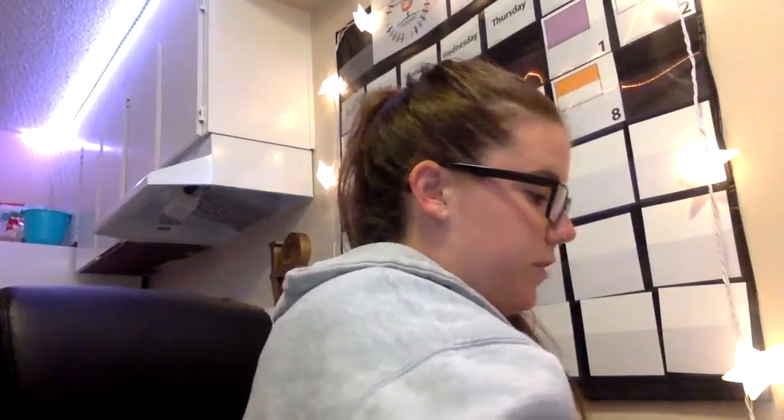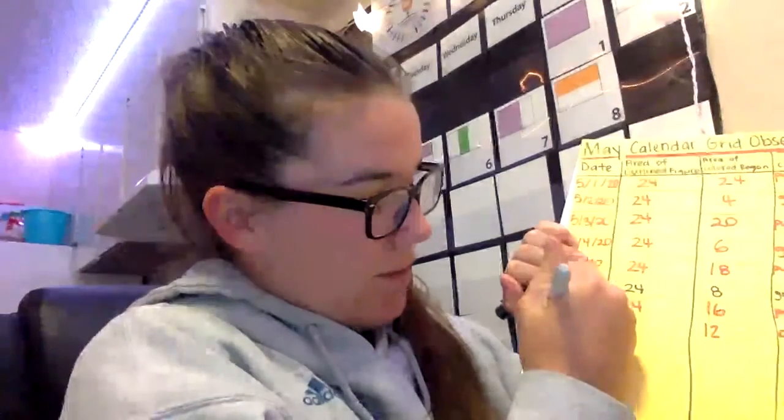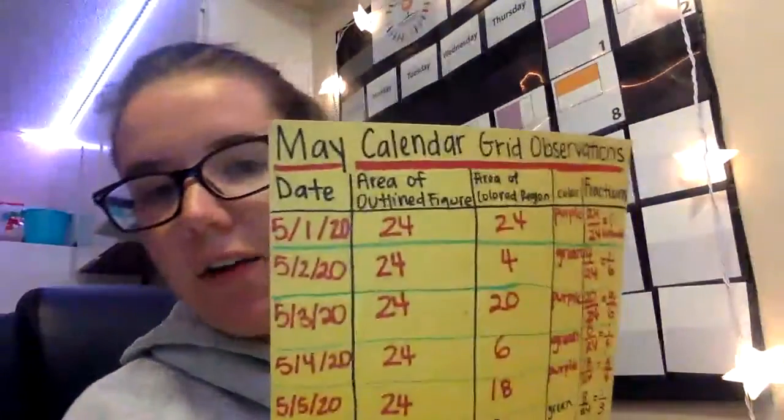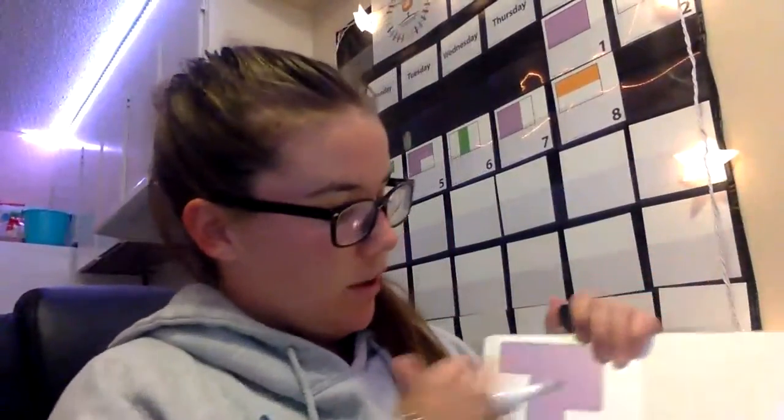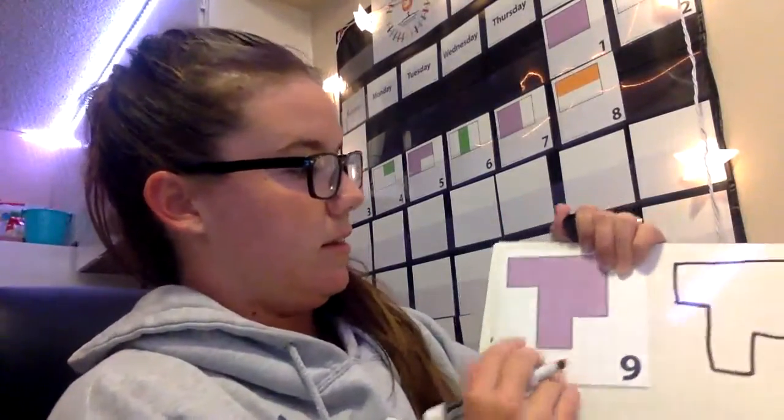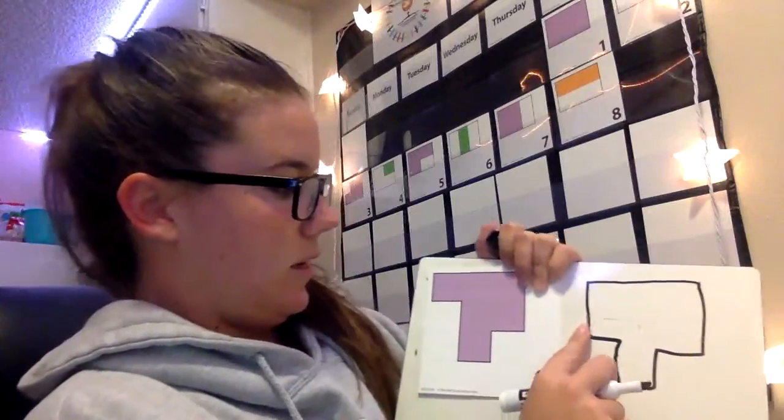Let's get out our whiteboard and our observation sheets, okay? First, I'll start with the date. So it is May 9th, so 5-9-20. To find the area of our outlined figure, I'm going to show you like this. Imagine our shape looks like down, over, down, something a little bit like this. We'll just pretend that that's close.